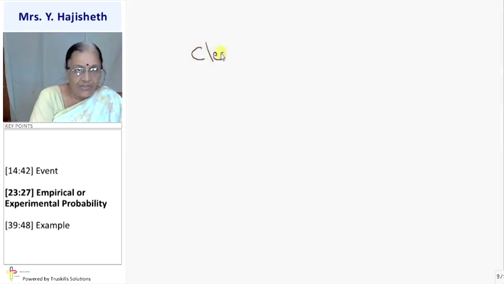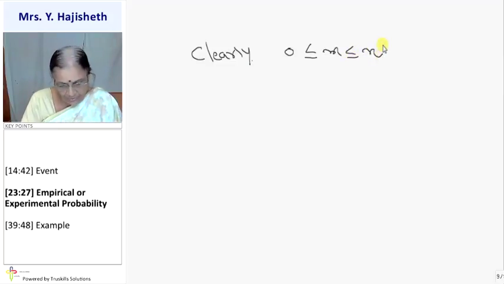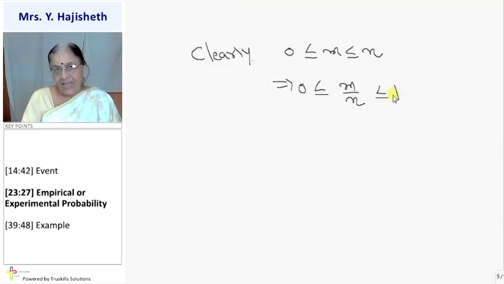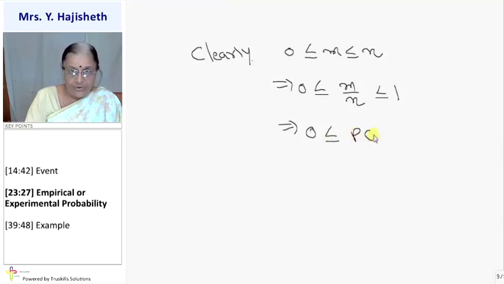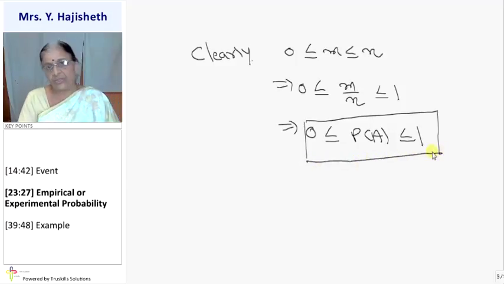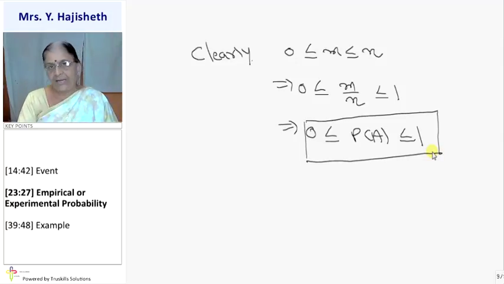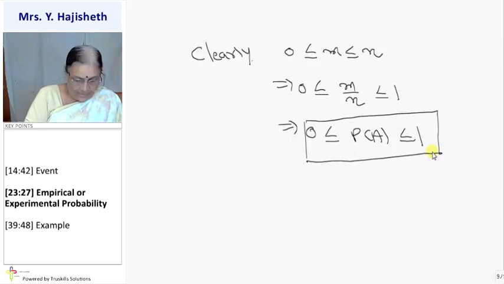Clearly from this definition, what we observe is, we know 0 is less than or equal to M, less than or equal to N. Clear? M can be equal to 0 or N or in between. So naturally, if I divide all three sides by N, then M by N is coming between 0 to 1. So I can say probability of any event is always between 0 to 1. This is a very important fact we should remember forever. Probability is always lying in the closed interval 0 to 1. It can be 0, it can be 1, or it can be in between 0 and 1. But probability is never greater than 1, nor is it negative. Therefore, the probability of happening of an event is always lying between 0 to 1.